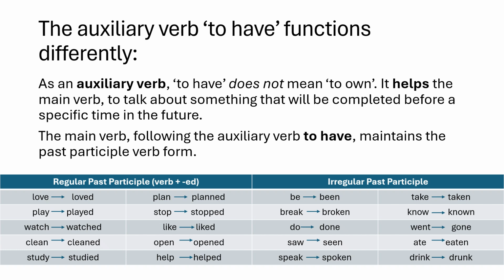As an auxiliary verb, the verb to have does not mean to own. It helps the main verb to talk about something that will be completed before a specific time in the future. The main verb, following the auxiliary verb to have, maintains the past participle verb form. The past participle is not the same as the past simple in many verbs. Here are some regular and irregular past participle verbs.